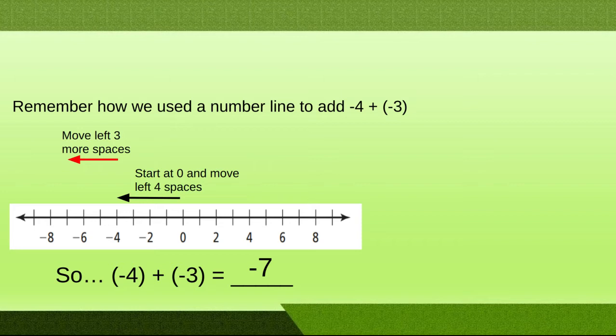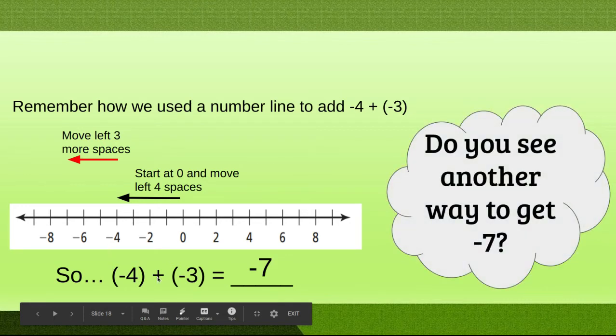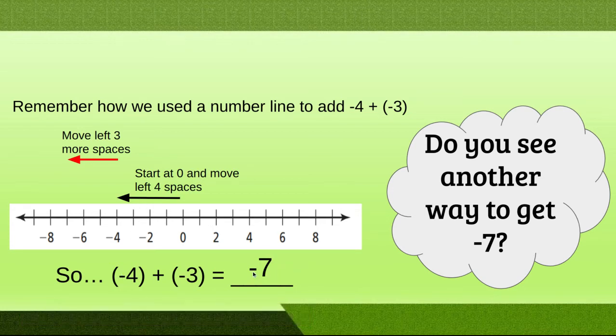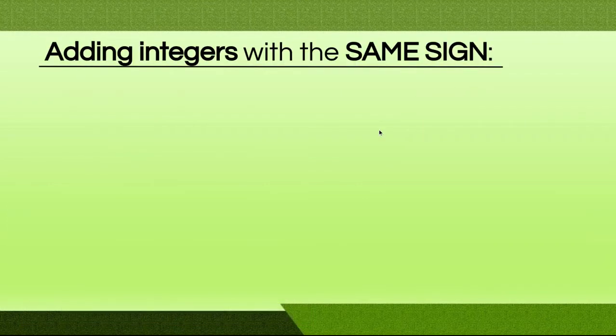Okay, so going back, remember how we used a number line to add negative 4 plus negative 3? We went at 0, went to the 4, and then went 3 more. Can you look at these numbers and see another way to get 7? If I ignored these two negatives here and just had 4 plus 3, wouldn't I just get a 7 itself? And then I just bring over the negatives because it's like 4 negatives are floating over here and 3 negatives are floating over here. So altogether we have 7 negatives.